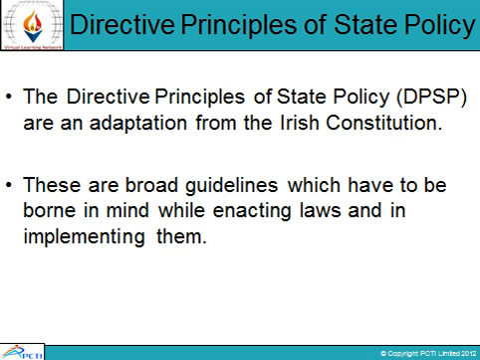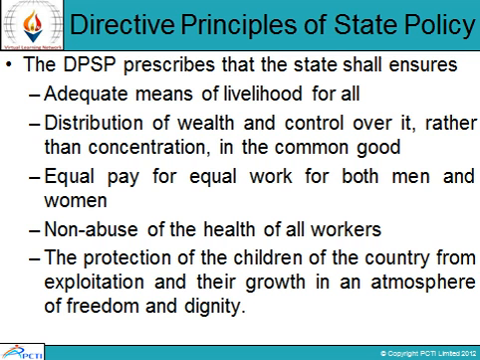Next, coming towards the directive principles of state policy. The directive principles of state policy are an adaptation from the Irish Constitution. These are broad guidelines which have to be borne in mind while enacting laws and implementing them.